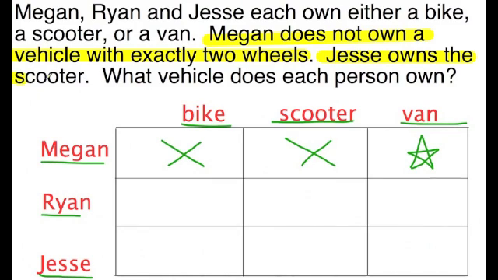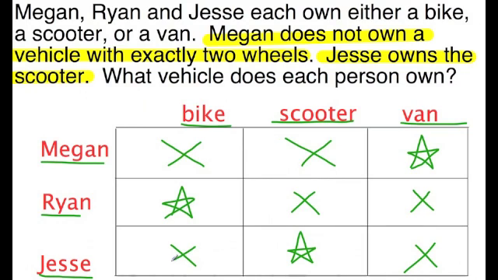Jesse owns the scooter. Okay, that's helpful. Just telling me exactly what Jesse owns. So I can go ahead and say that Jesse definitely owns the scooter, which means that Ryan cannot own the scooter. Ryan can also not own the van because Megan owns it. Since Ryan cannot own the scooter or the van, he has to own the bike. So, when you have this chart completely filled in, you know exactly who owns which item.